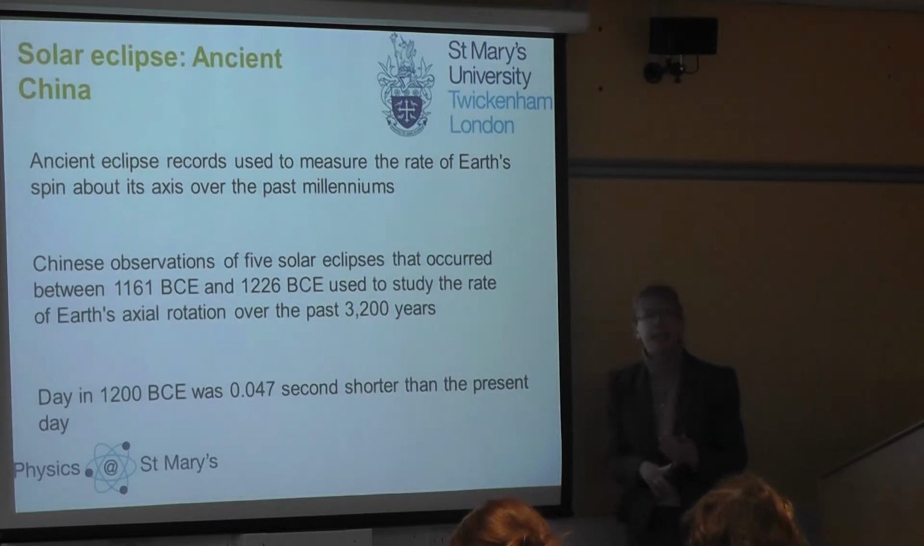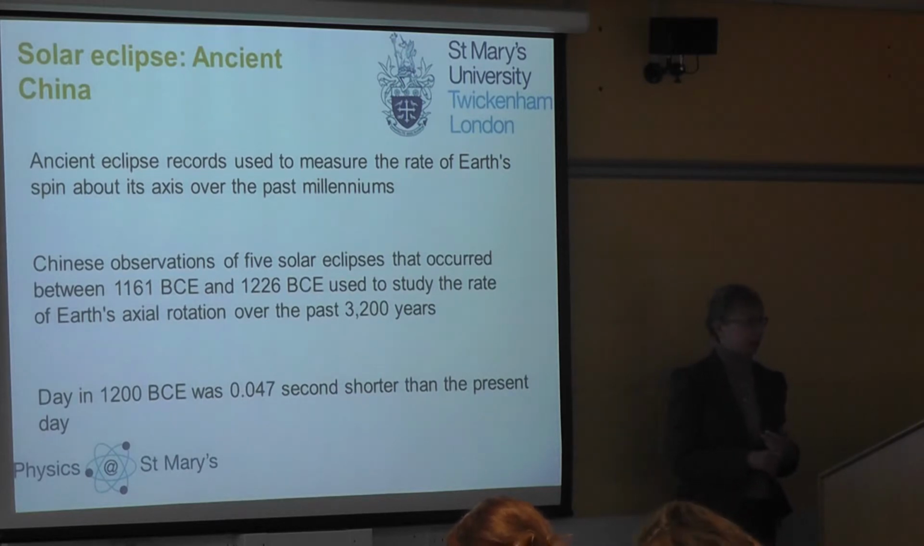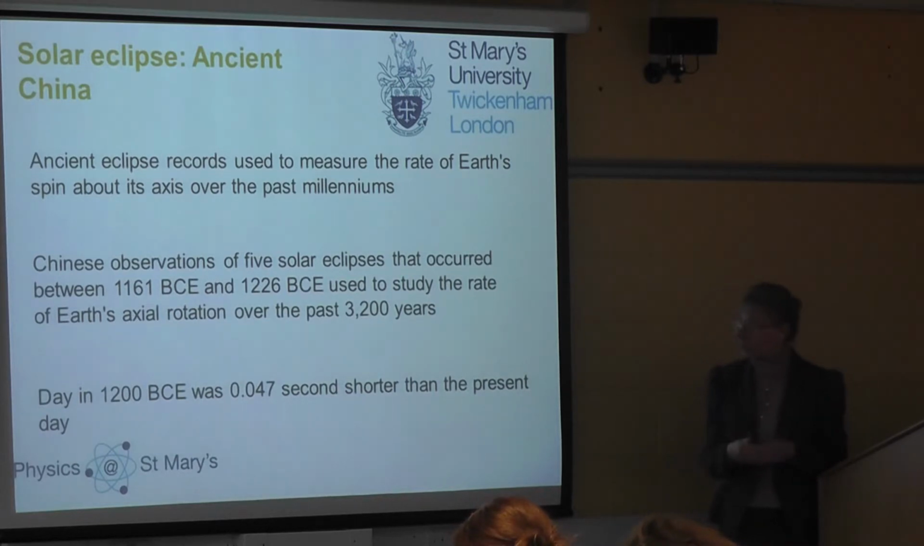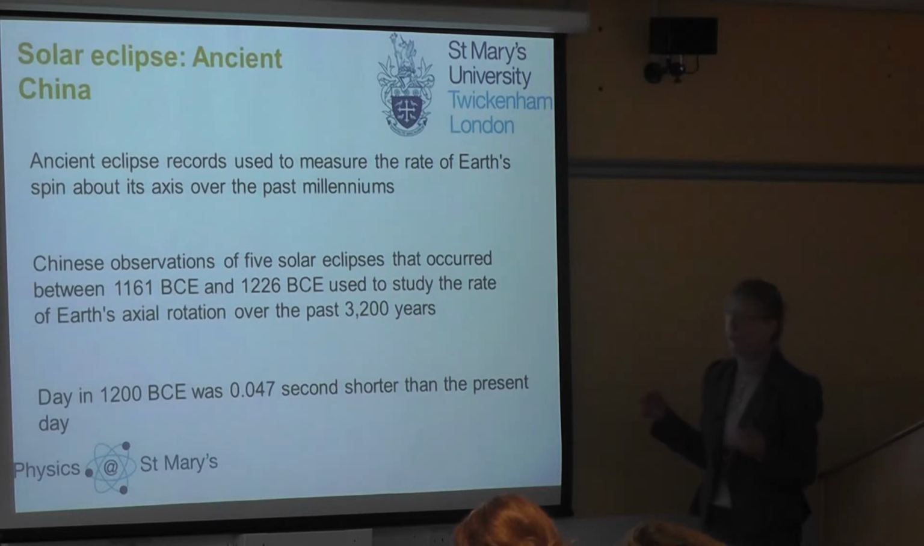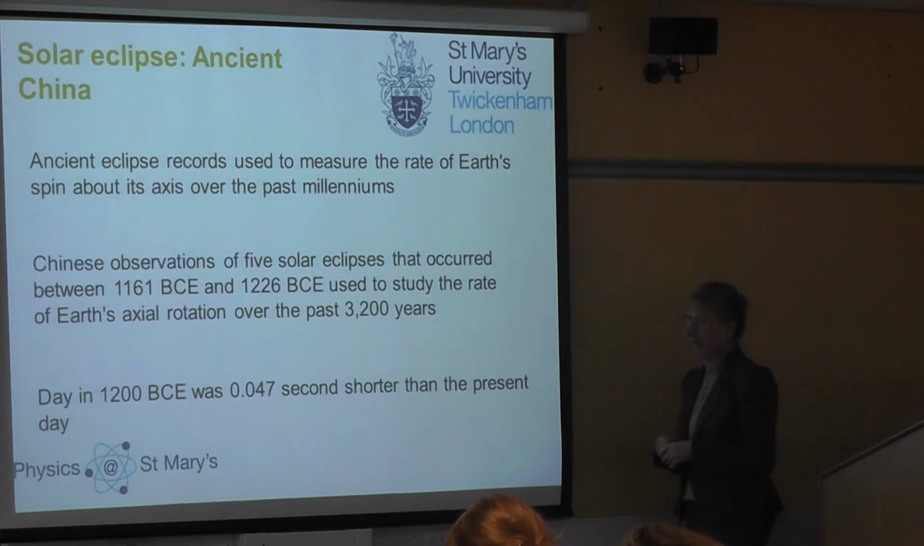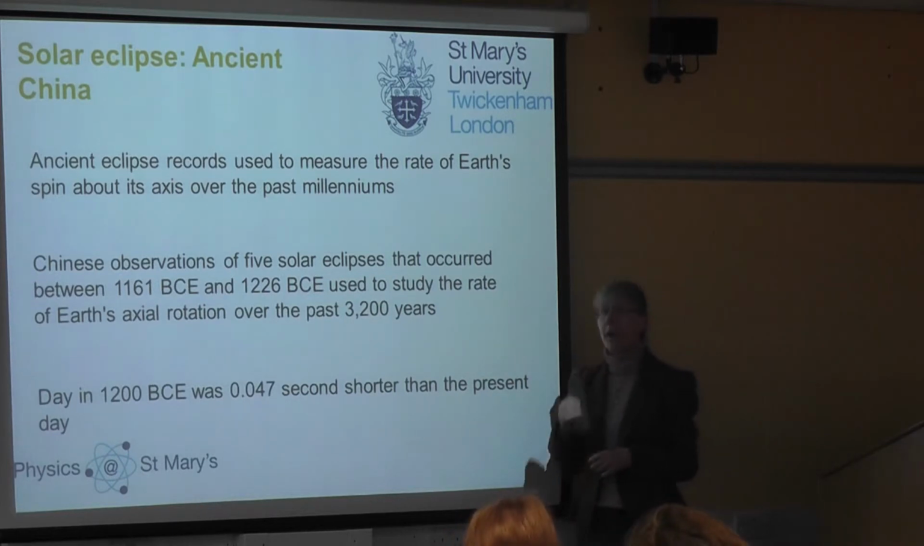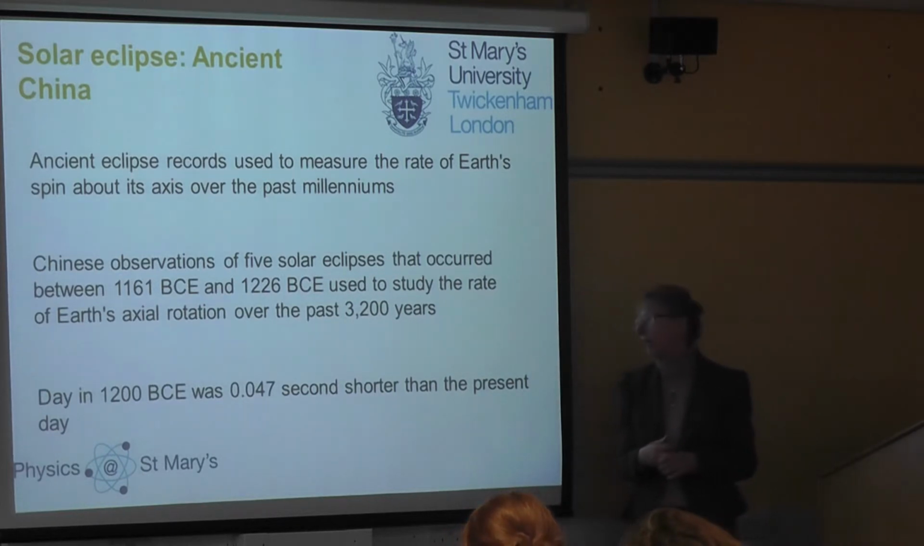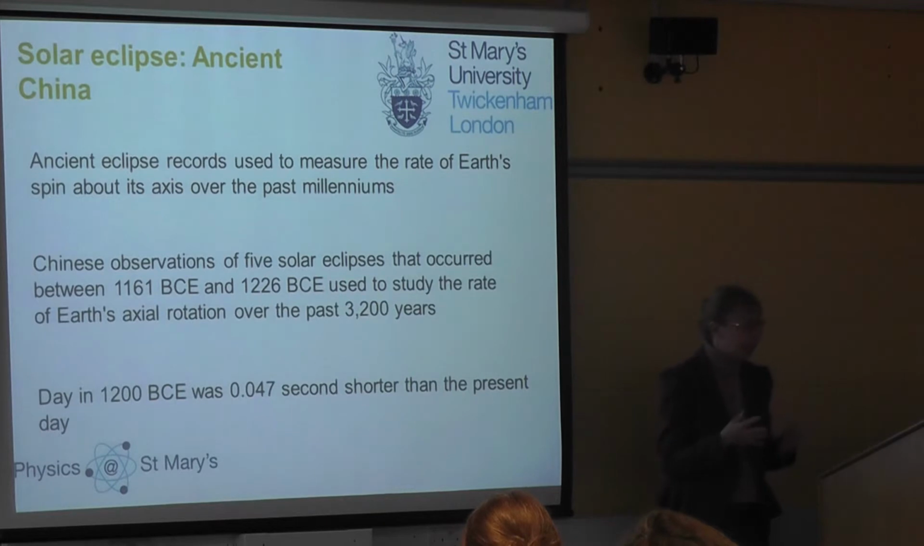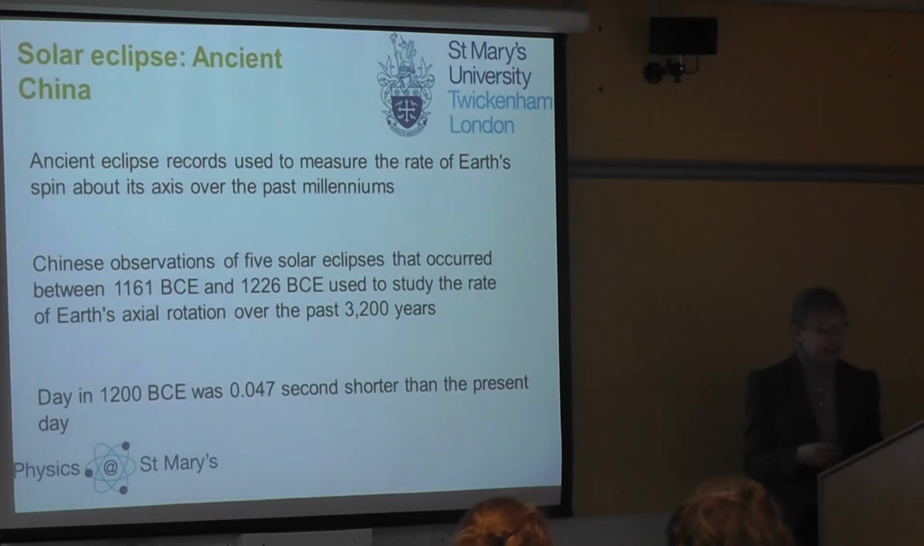So, one thing that people nowadays discovered by looking back at the Chinese records of the eclipses is that the day in 1200 BCE was 0.047 seconds shorter than the present day. So, it was a nice way really to understand the rotation of the Earth during the millennia.